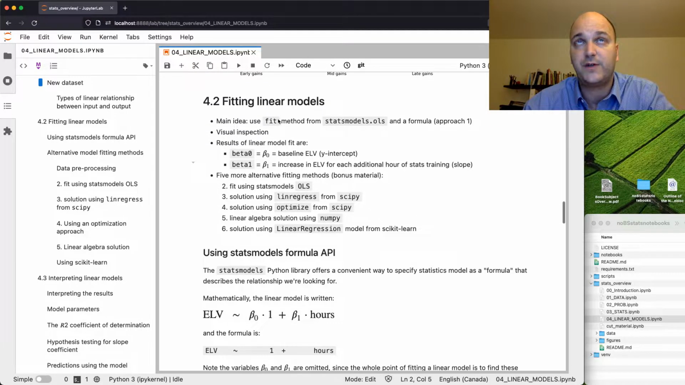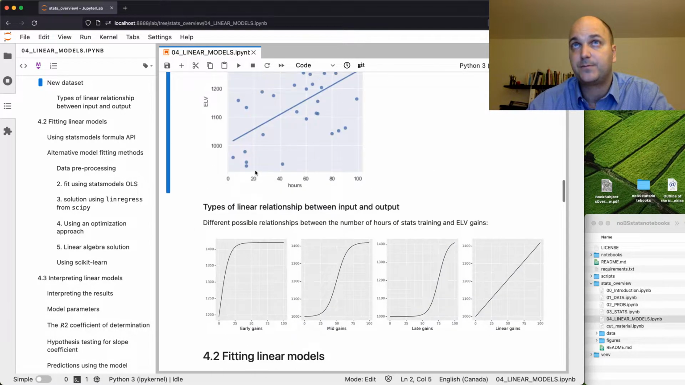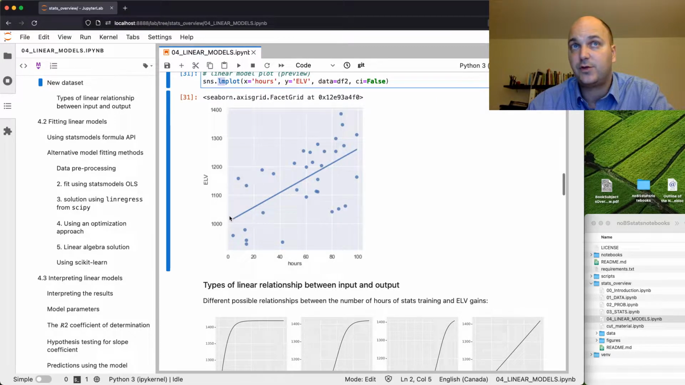Okay, so what does fit mean? Fitting means to find the best parameters beta 0 and beta 1, the y-intercept and the slope, that make the line that best fits the data here. If we try a different line, it will be further from these points. If we try a line like this, it will be further from these points. So this line that we see here is the best fit.